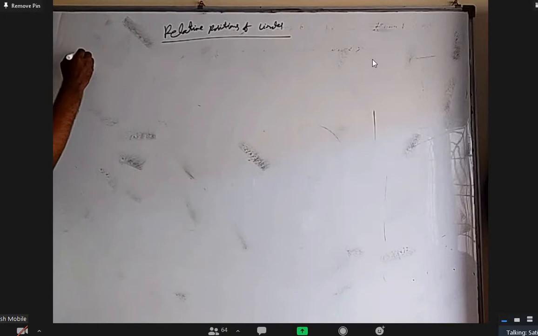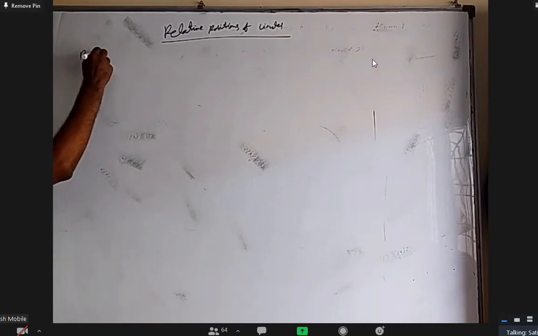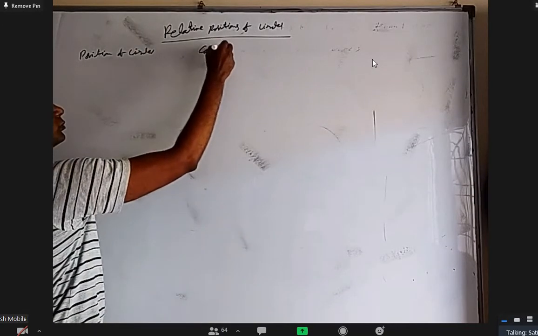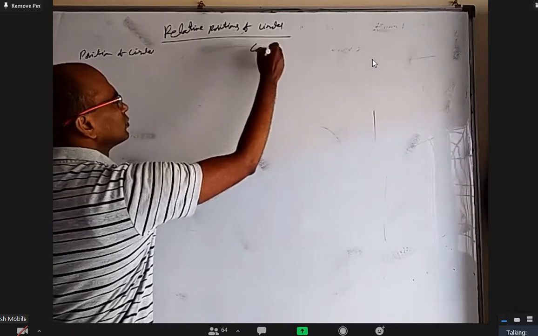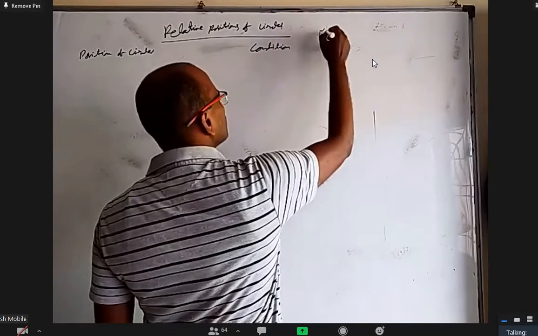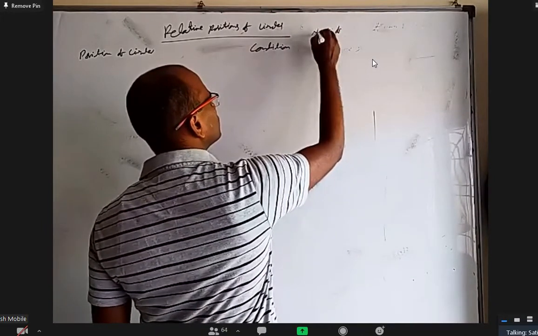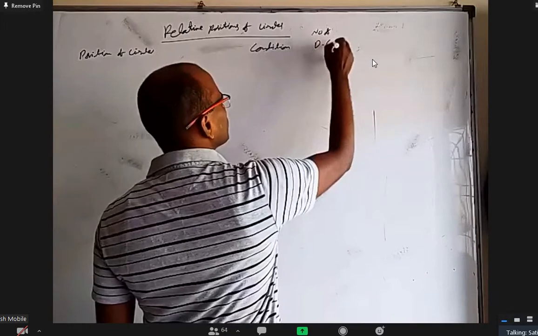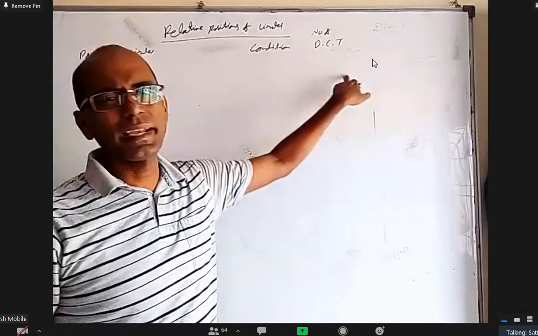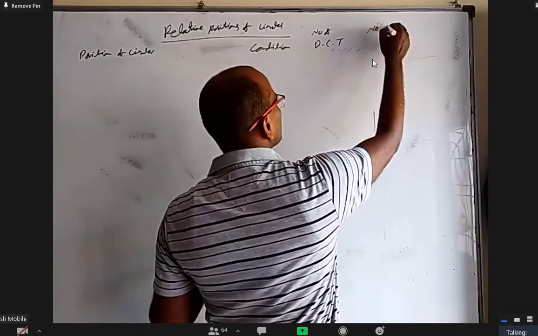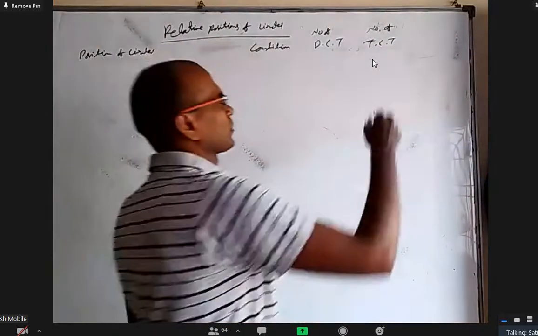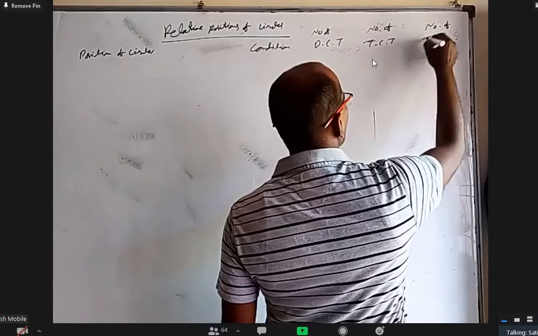Okay, so I have to write position of circles, condition, and number of DCT, direct common tangents. If you have space, you write. I am not writing, but you write number of direct common tangents, number of TCT, transverse common tangents, and number of tangents in total.